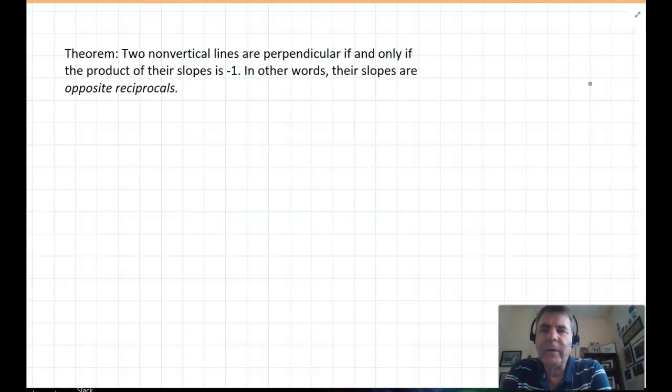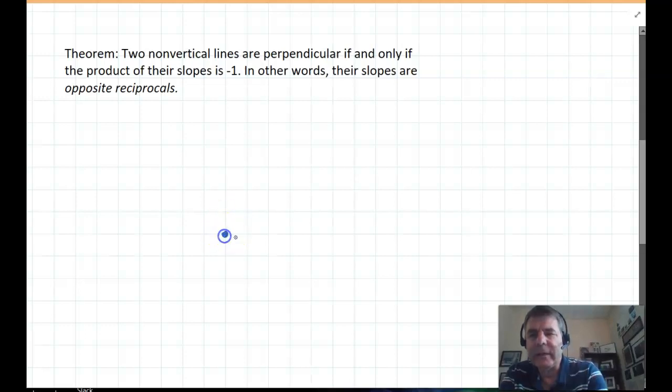Okay, 2 non-vertical lines are perpendicular if and only if the product of their slopes is negative 1. If I multiply them together and I get negative 1, then I know that those 2 lines are perpendicular. Another way to say that is their slopes are opposite reciprocals. So I'm going to draw a line, and I'm going to do a rise of 3 and a run of 5 again. So there's our slope, and you can see that that is 3/5.